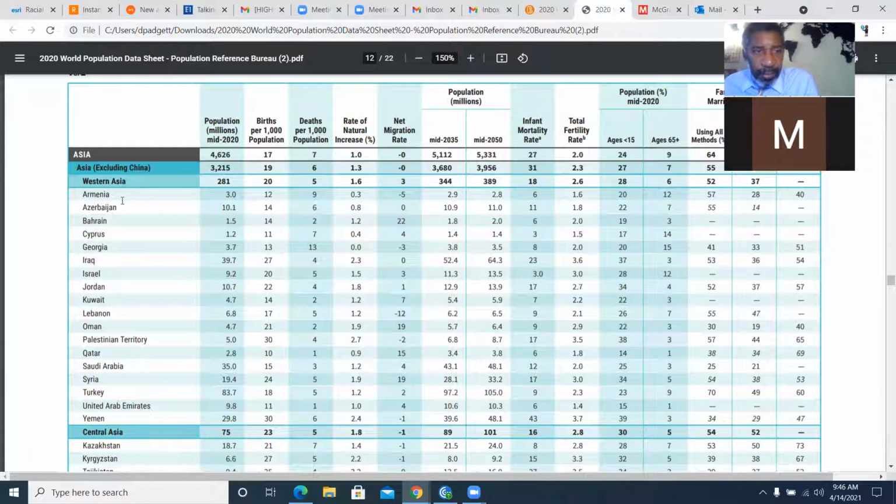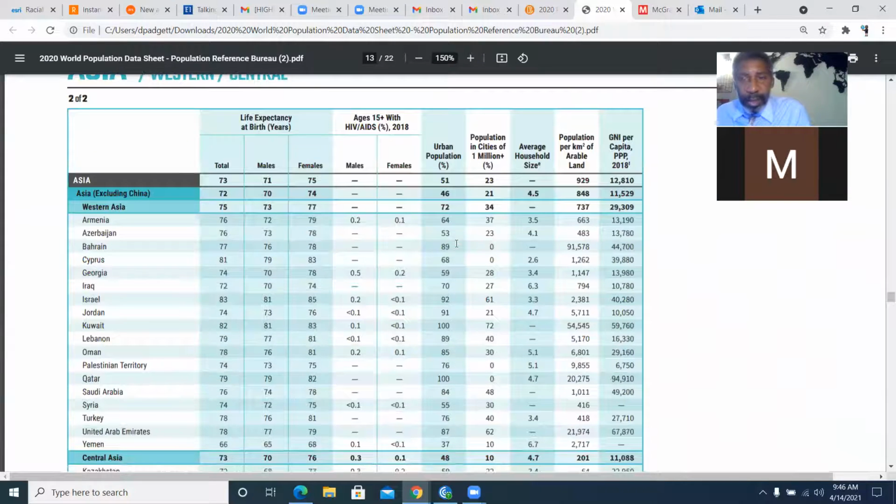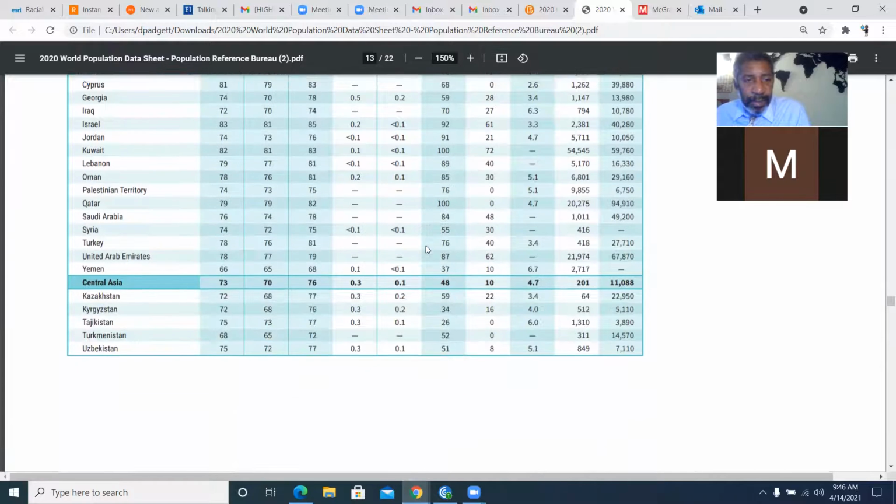So in Western Asia, we have Armenia, Azerbaijan, and Georgia from this chapter. So let's look at those three countries in terms of their gross national income per capita, PPP. So Armenia, $13,190 per year. Azerbaijan, about 13,000 or so. Georgia, 13,000. Here now, Central Asia, here are the Central Asian countries, 22,000 for Kazakhstan.